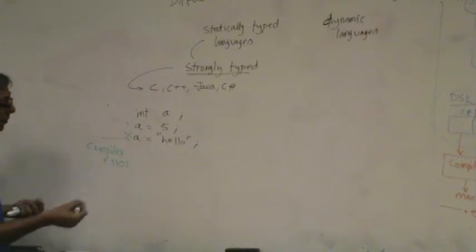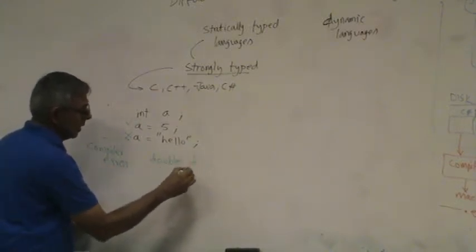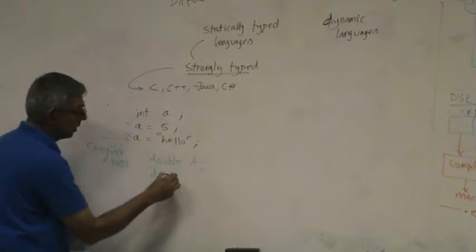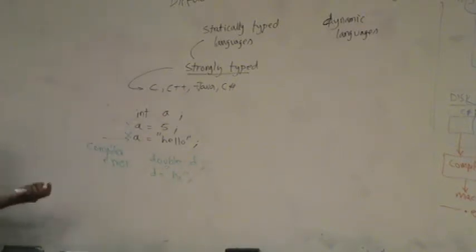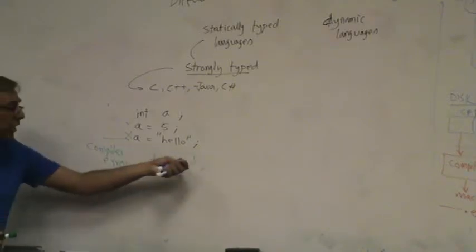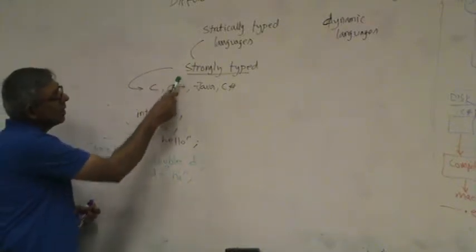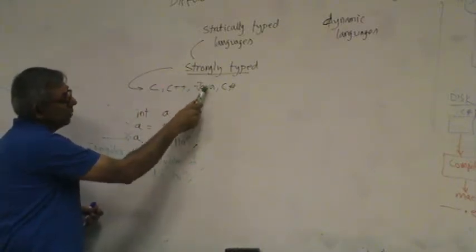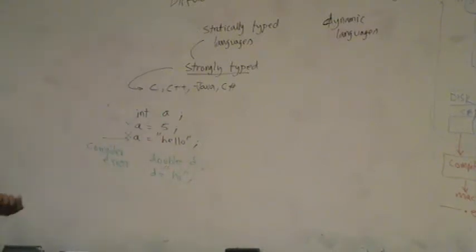Okay. Very similarly, if you did double B and said B equal to hi, what will happen? Compiler error again, because we said we'll only store decimal numbers. Double is the data type for decimals, right? Okay, so all C, C++, Java, C#, anytime you declare a variable, you have to indicate what will be the data type, what kind of data will we be storing in it, right?